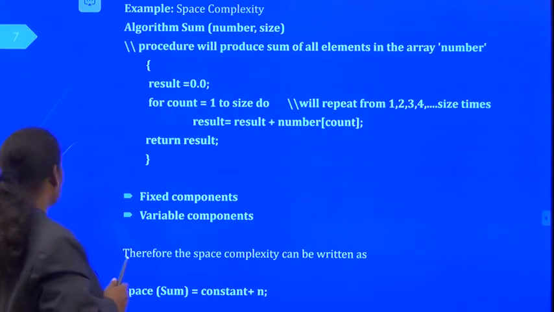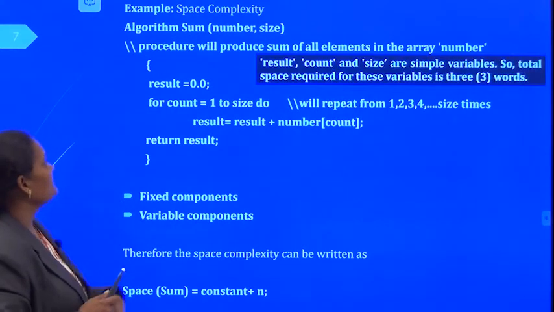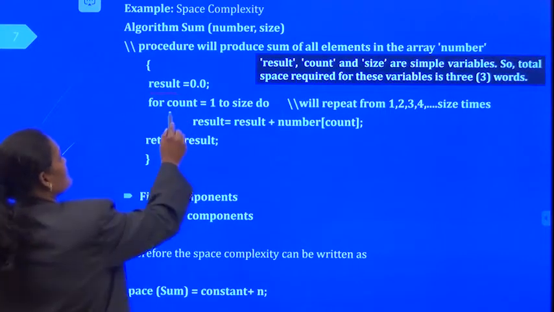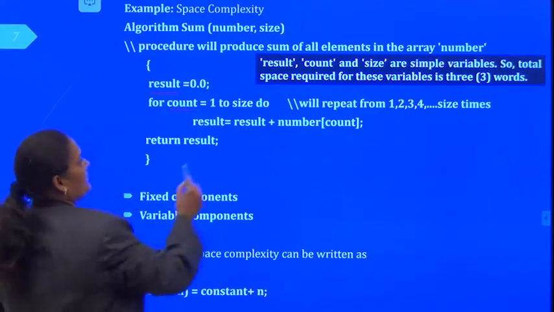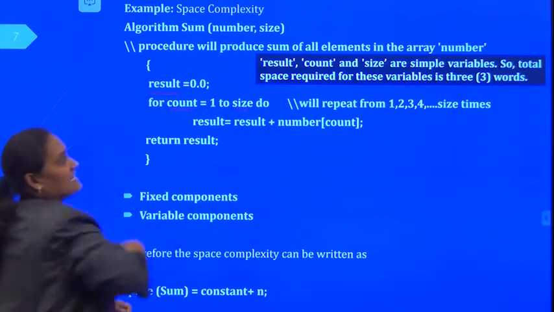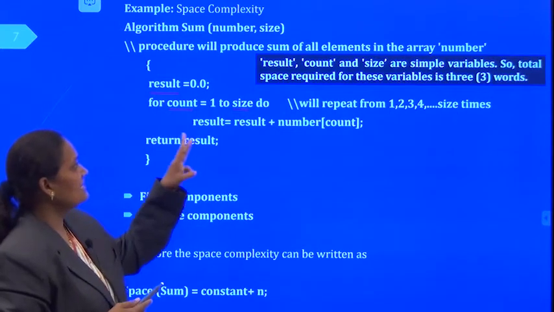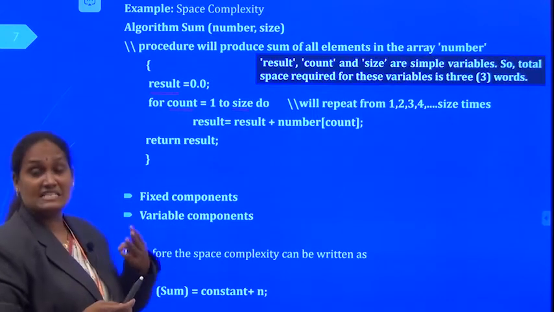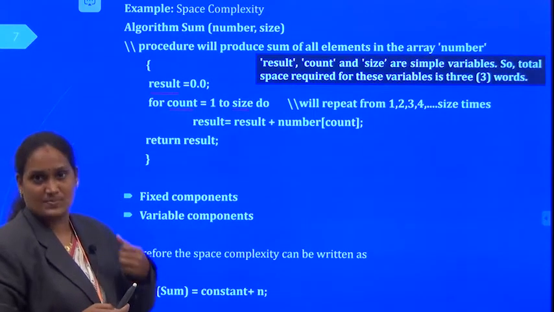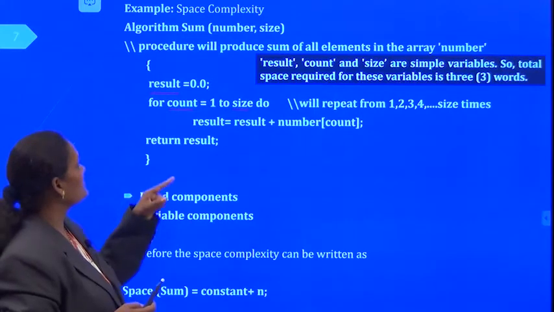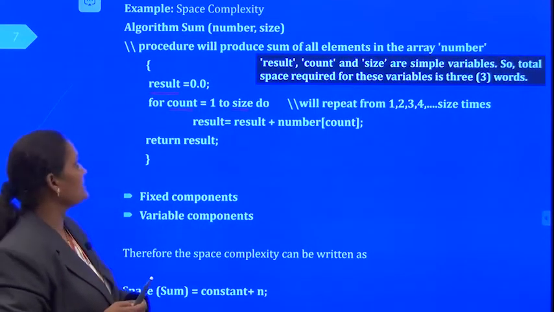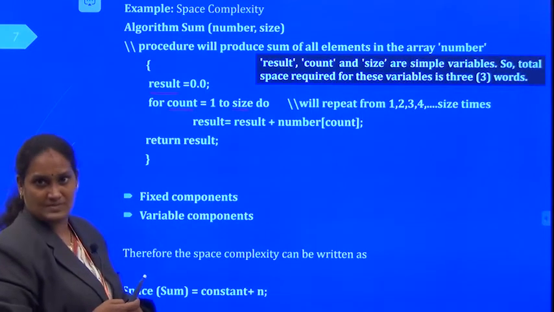Let us see here. First, fixed components. Here I used a simple variable result. I used a simple variable count. I used a simple variable size. Here I used three simple variables. So, if you assume that each variable occupies one word of space, these three variables occupy 3 words of space.